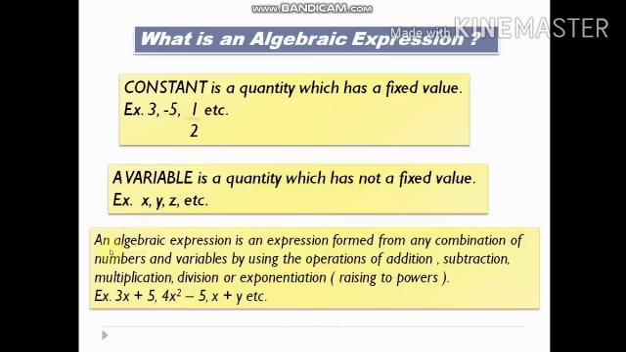Algebraic expression. An algebraic expression is an expression formed from any combination of numbers and variables by using the operations of addition, subtraction, multiplication and division. These are the examples of algebraic expression. As you can see here, this is the combination of constants and variables: 3x plus 5, 4x square minus 5, x plus y, etc.